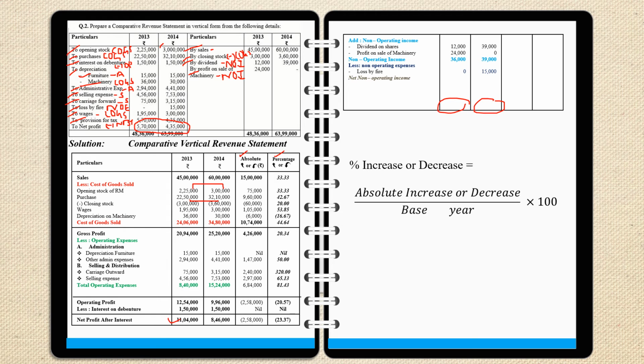So 12 to 39, so absolute increase of rupees 27,000. So 27,000 divided by 12,000 and calculate the percentage, 225.00%. 24 to 0, decrease of 24,000 which is equal to 100%. Then 3,000 increment and 8.33. 0 to 15,000, an increase of 15,000, in percentage not applicable.